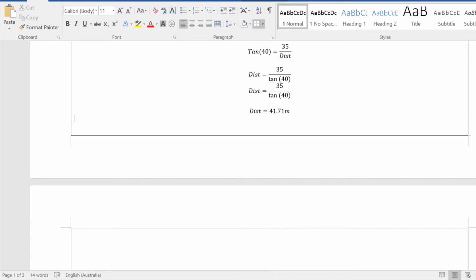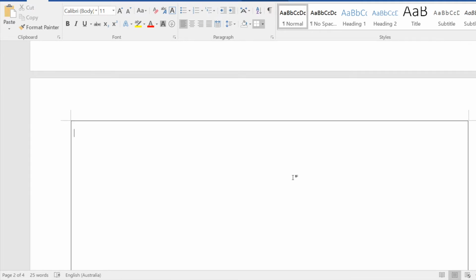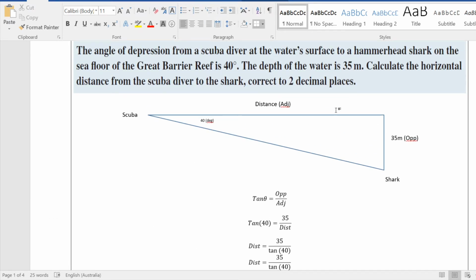Then we just put our summary statement underneath that. Therefore, the horizontal distance between the diver and shark is 41.71 meters. And there we go. That's it for that question. Not an overly complex question.